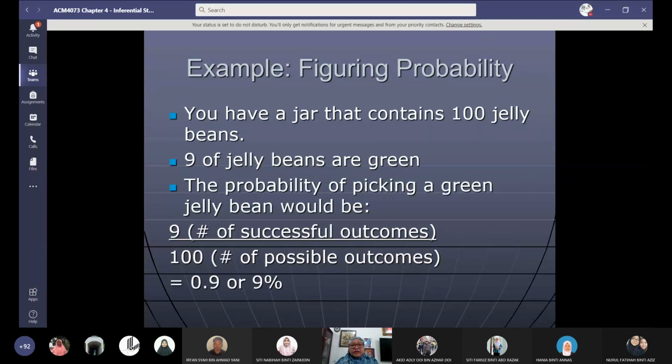Okay, this is an example. You have a jar that contains 100 jelly beans. 9 of them are green. What is the probability that you can pick a green jelly bean out of 100? The successful outcome is 9. The possible outcomes is 100, because we have only 100 jelly beans. So the probability that you can have that 9 green jelly beans is 9%.